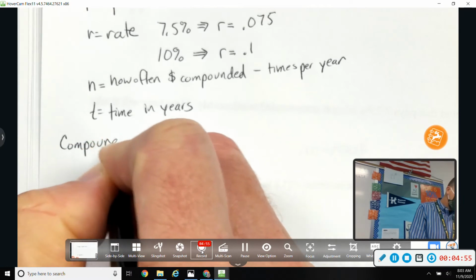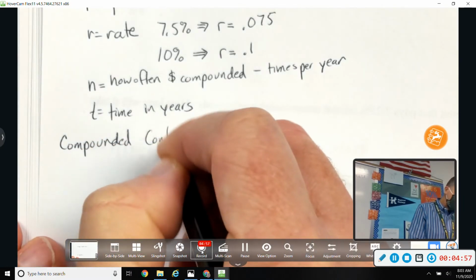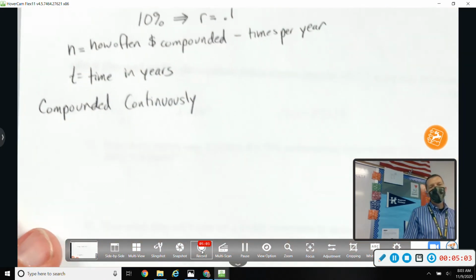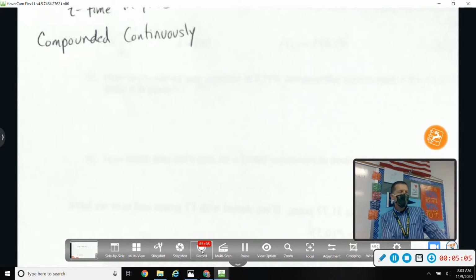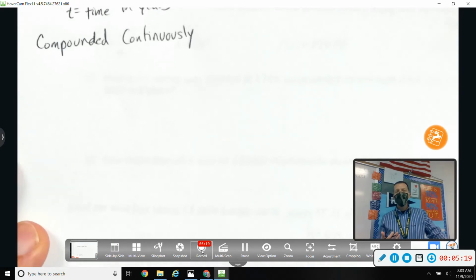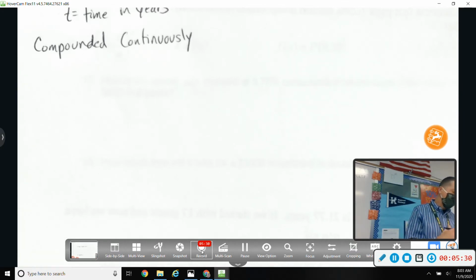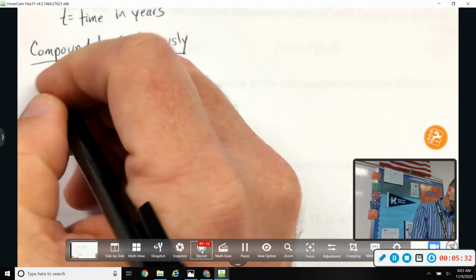So equation number 2 is if it's compounded continuously, if it's continuous growth. This doesn't really happen for money. Your money is compounded monthly, probably at a bank. It'd be nice if it was compounded continuously. This is more for things that are continuously growing. But compounded continuously, here's the equation for that.